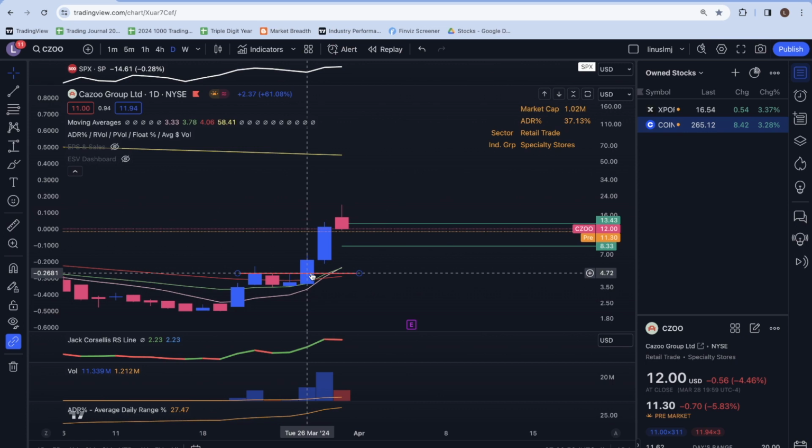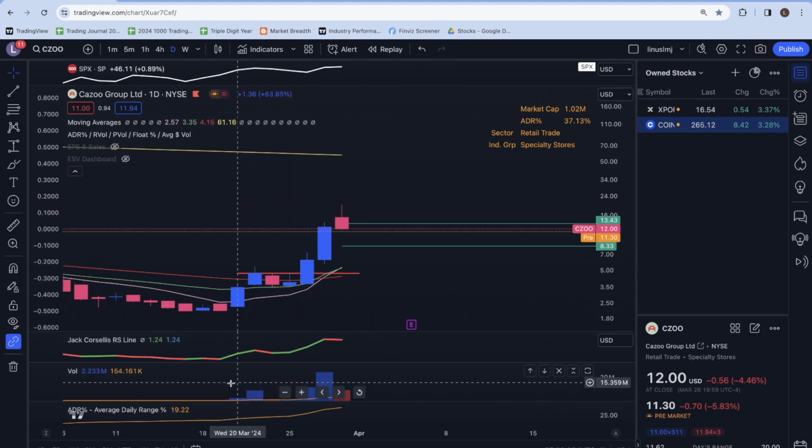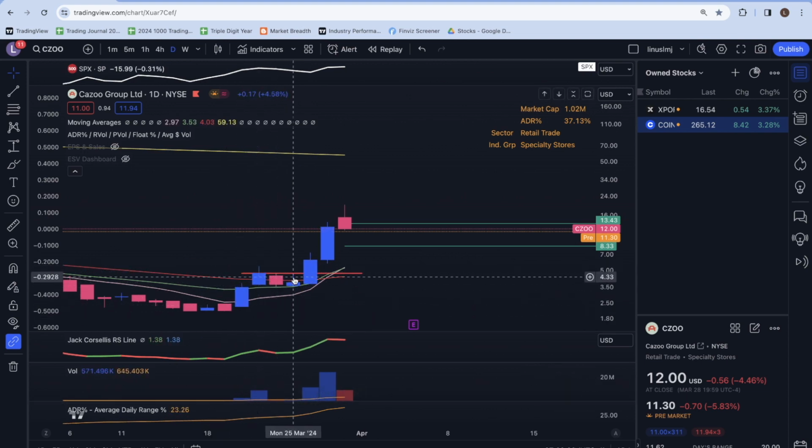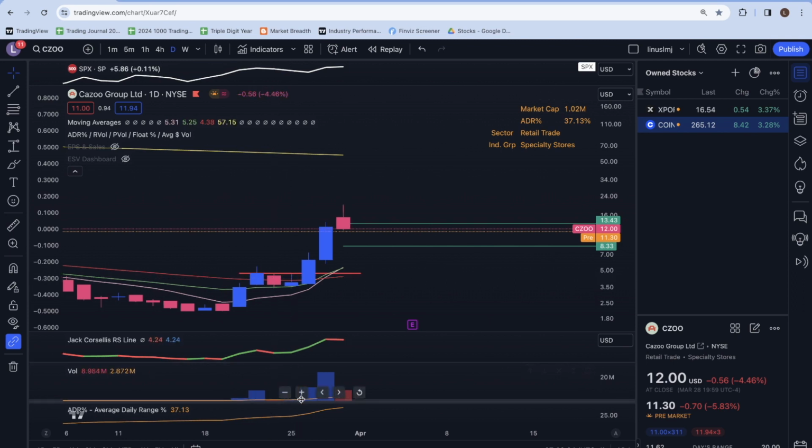But this one was an exception because the technicals were lining up very well, right? So strong move over here, then you see it also on above average volume, moved sideways on very low volume, and then it broke out on high volume, right? So you can see the volume is like 11 times the average.